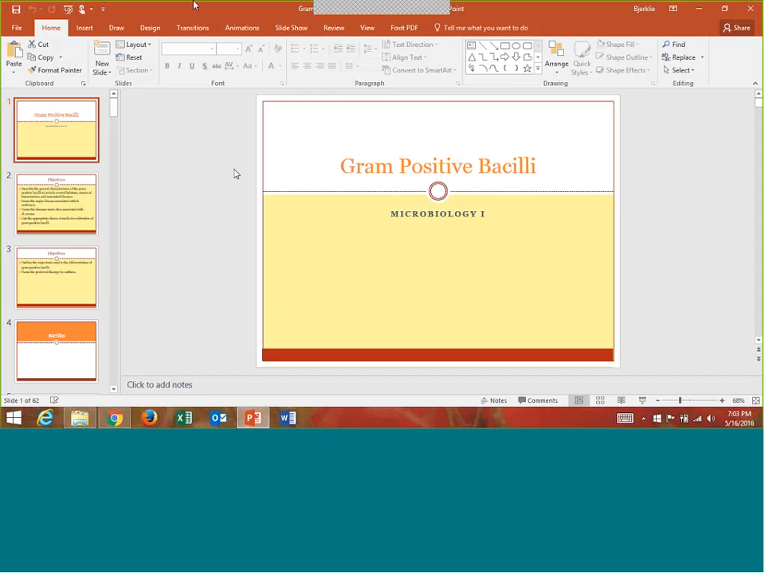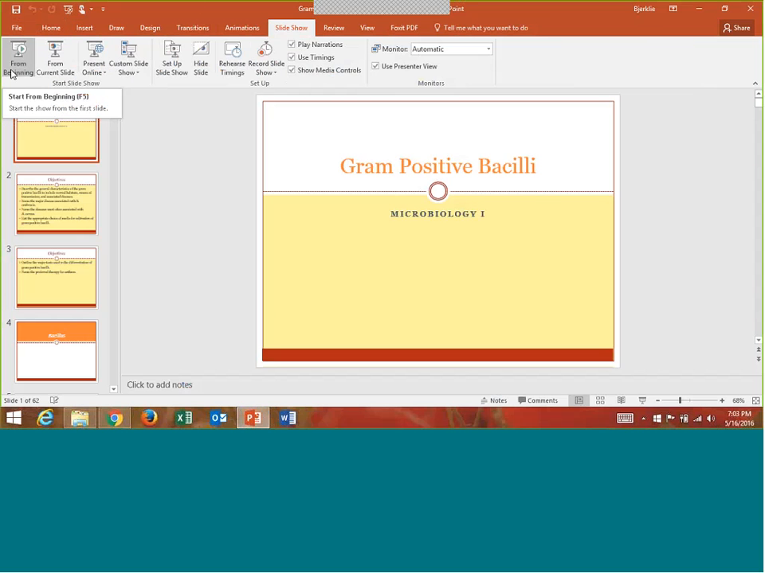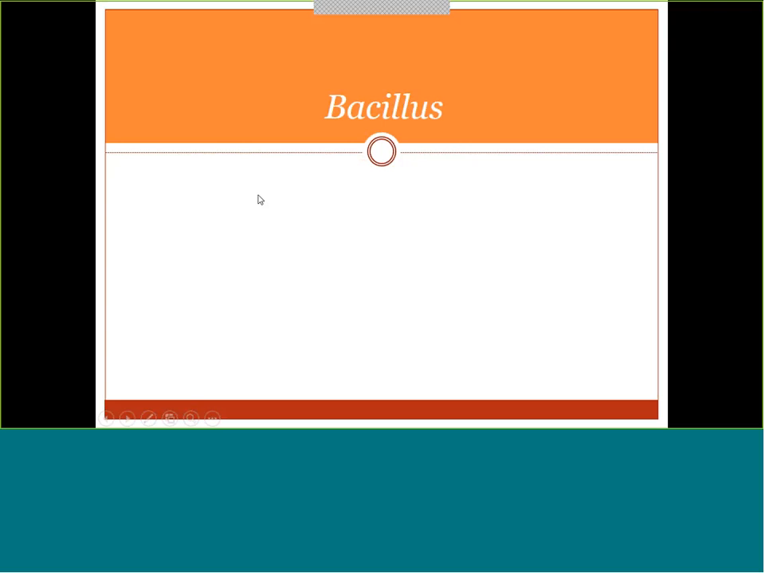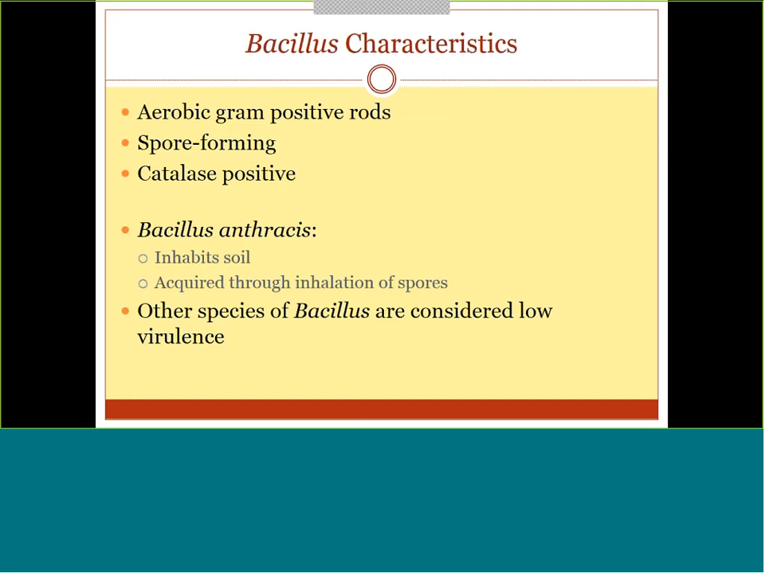So I'm going to pull up the PowerPoint that you have in your lesson tab. All right, so we're going to just jump in. First gram-pos bacilli that we're going to start with is the genus Bacillus. These are aerobic gram-positive rods that form spores. These are going to be the only gram-pos rods in this lecture PowerPoint that do form spores. All of the rest in this PowerPoint do not form spores, so that will keep them apart from the others.